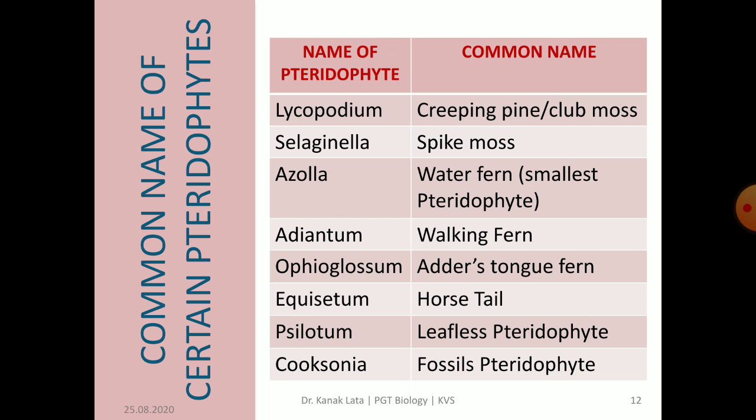Adiantum is called walking fern. Ophioglossum is called adder's tongue fern. Equisetum is called horsetail. Psilotum is the leafless pteridophyte. Cooksonia is called the fossil pteridophyte. So which is the fossil pteridophyte? It is Cooksonia. So this is all about today's session.